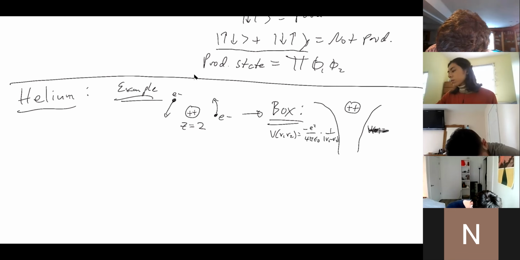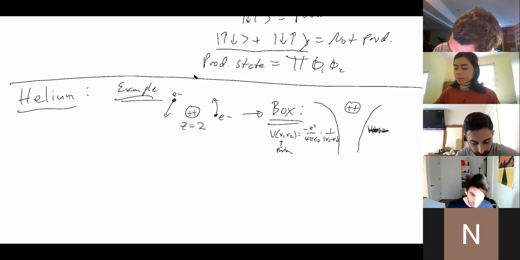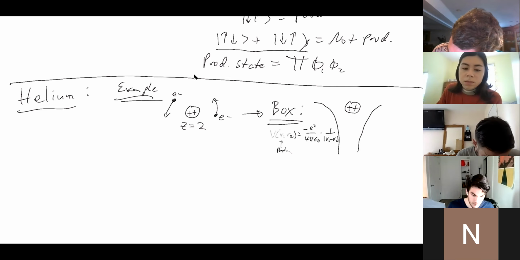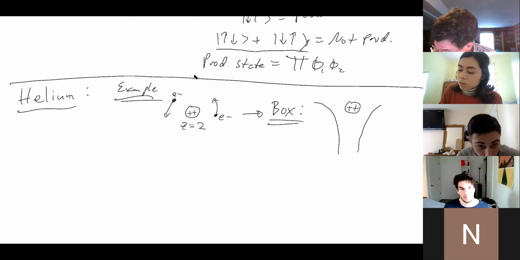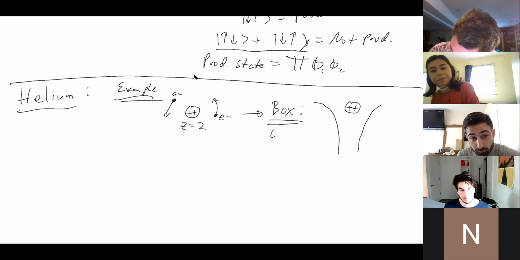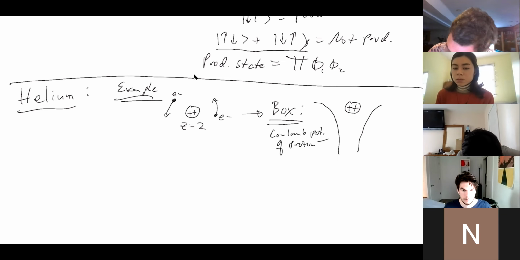Where one of these is the proton. So this is the Coulomb potential. Maybe I won't write the formula because it's just starting to get confusing by having all these formulas. But I just want you to see that both of the 2 electrons are sitting in the Coulomb potential. This is the Coulomb potential of the proton. And so that's the box in this case.